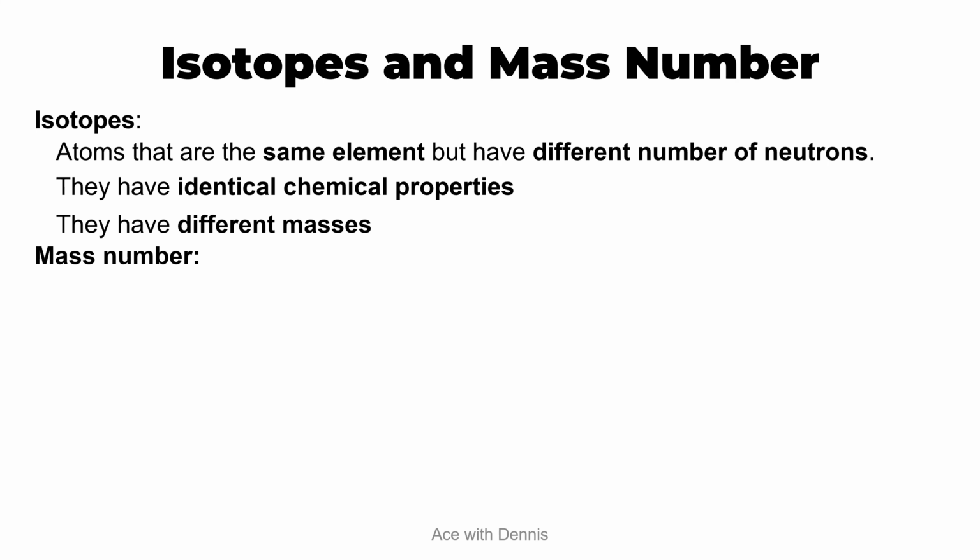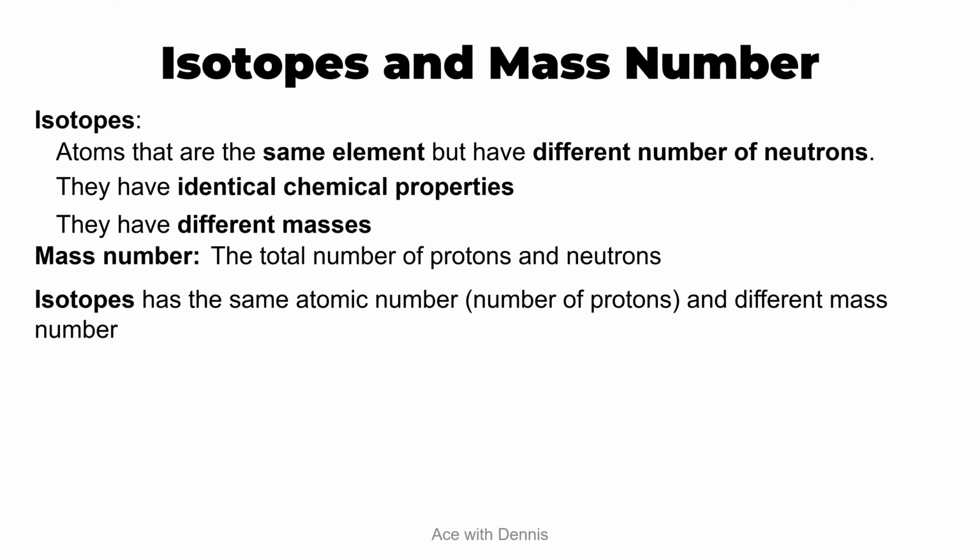So, what is a mass number? Mass number tells us the total number of protons and neutrons. Since isotopes have the same number of protons but different numbers of neutrons, hence isotopes have the same atomic number, which is the number of protons, and different mass numbers.